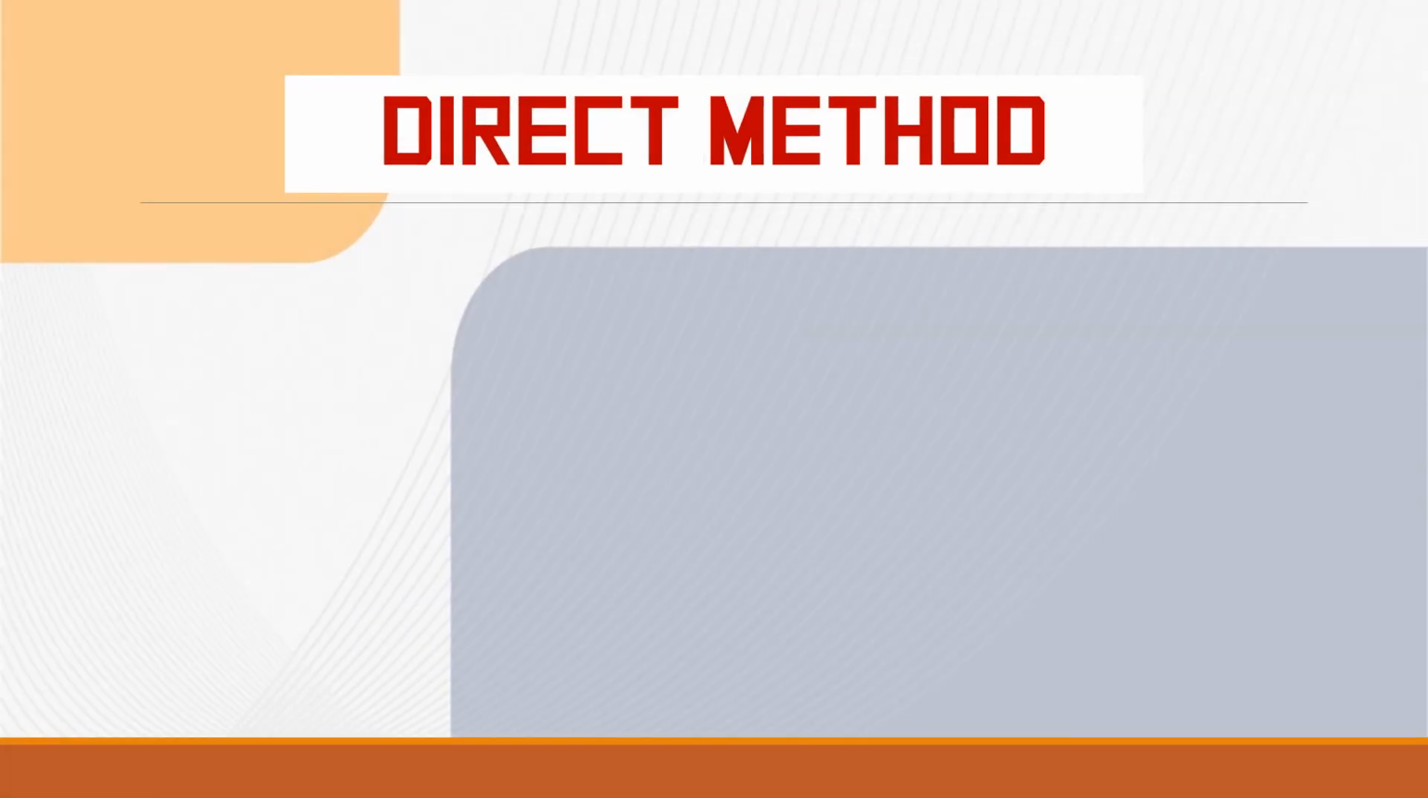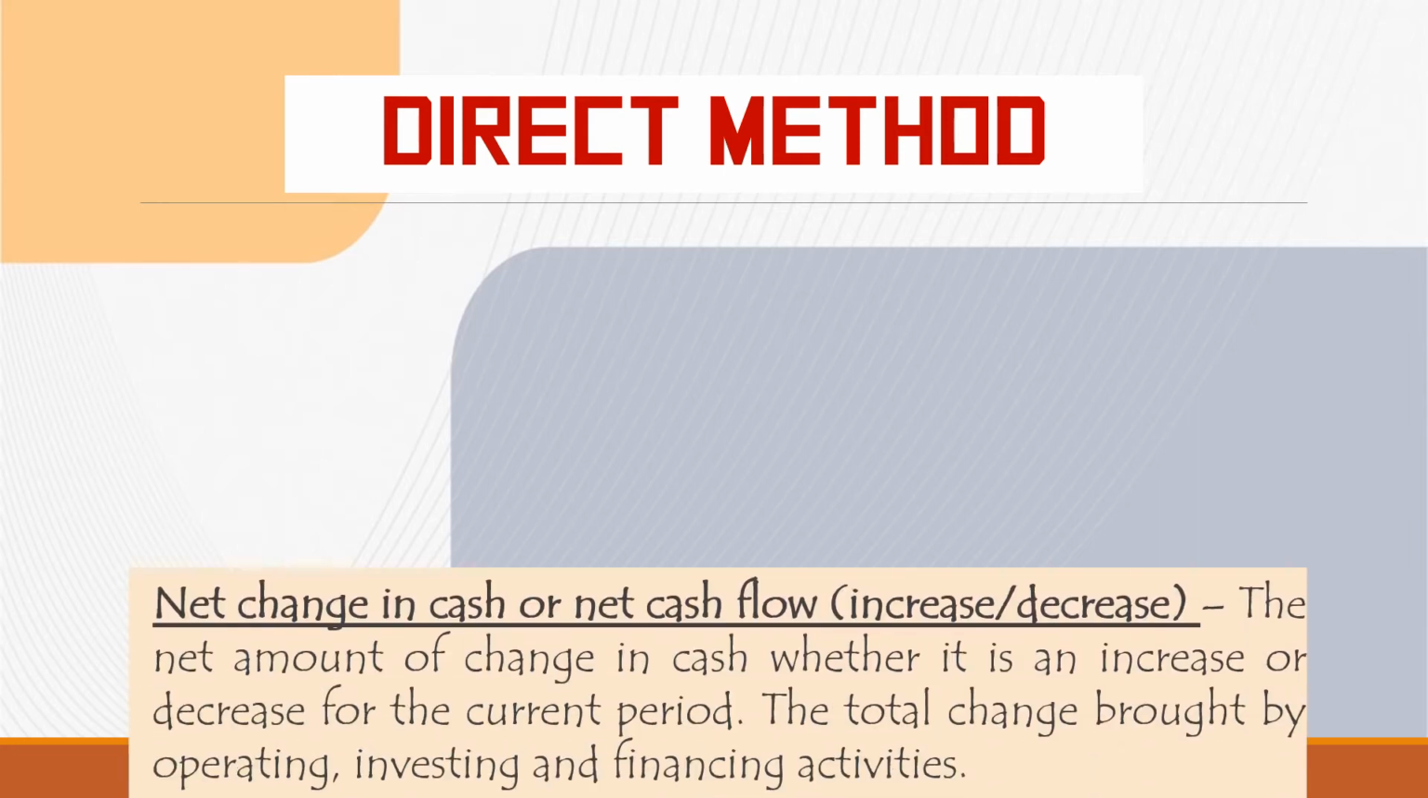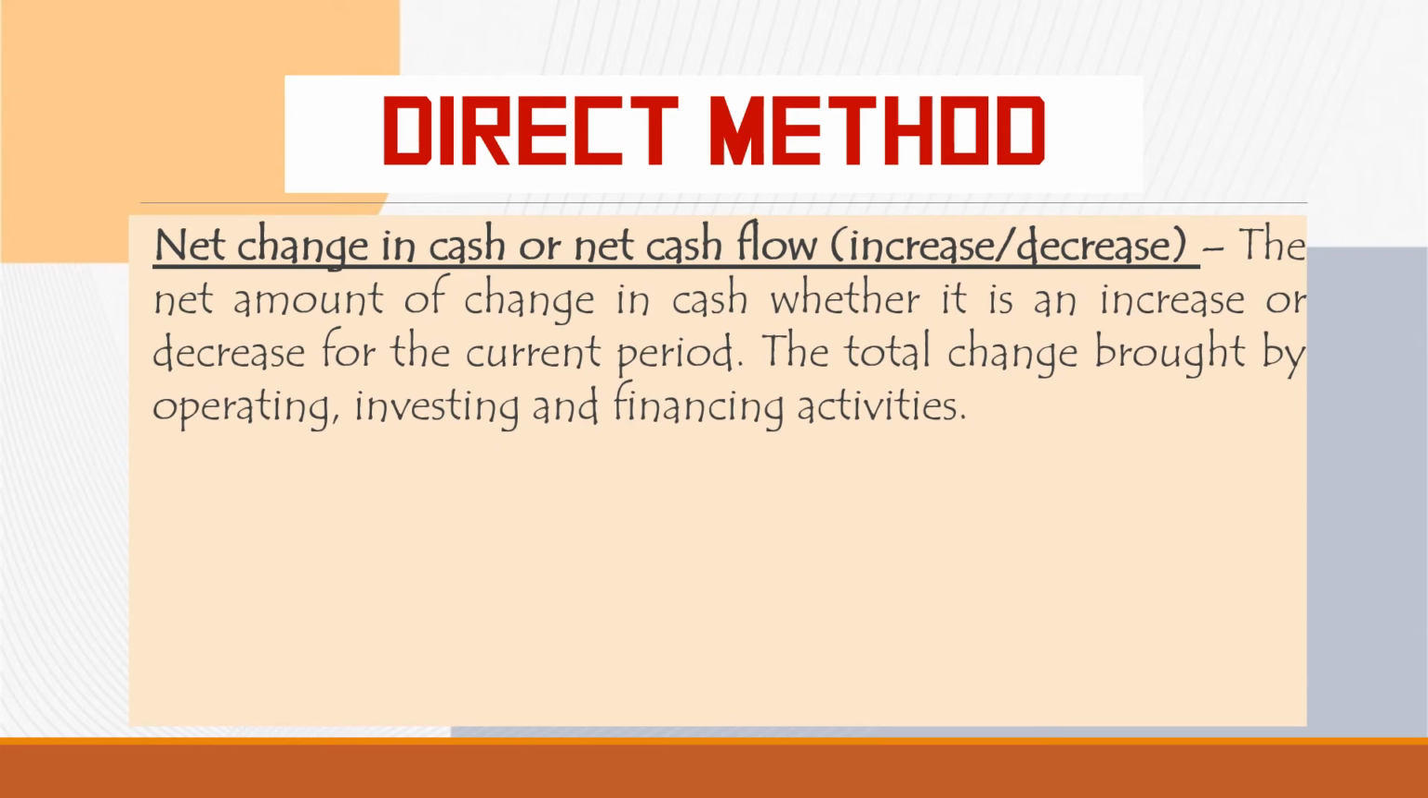Let us now have the three important parts of a cash flow statement using the direct method. The first one is the net change in cash or net cash flow. It is the total change brought by operating activities, investing activities, and financing activities. This will be the last part of our financial statement.